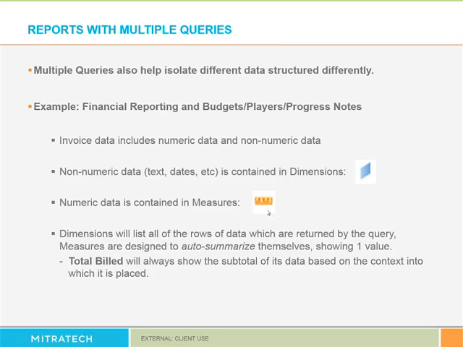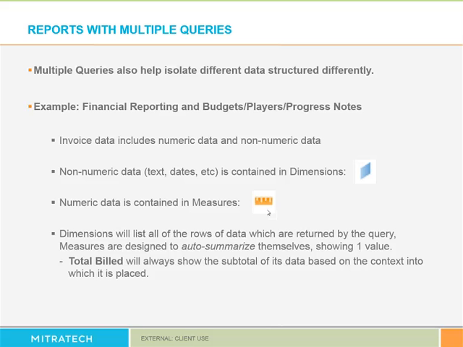So for example, the total billed field from invoices will always show the subtotal of its data based on wherever you place it in the report. So if you place the total billed field next to the invoice number, you will always see the invoice total billed amount. If, however, you put total billed into the header of the report, then the system will auto subtotal it, and you'll see the total for the entire report instead.